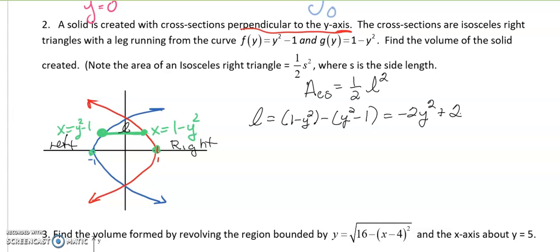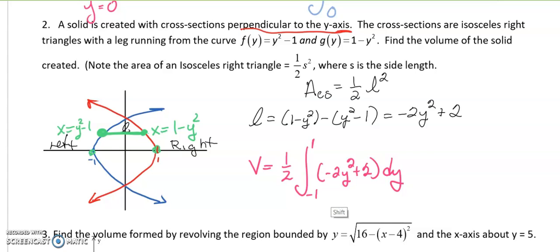What I'd like for you to do now is set up your integral. As you can see in pink, for my volume, I have an integral, again, where I've pulled out the constant of 1/2. I have negative 2y squared plus 2, and I need to square that, dy. I want you to take a moment and make sure you know how to enter this into your calculator.